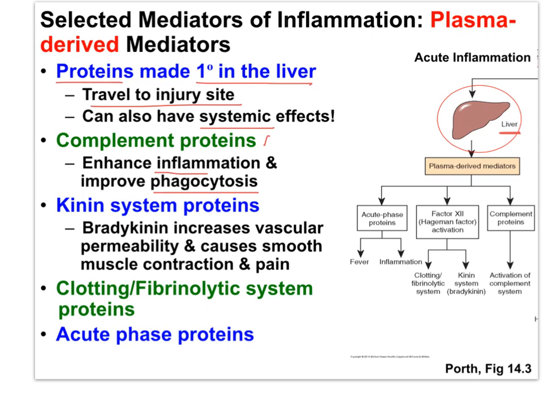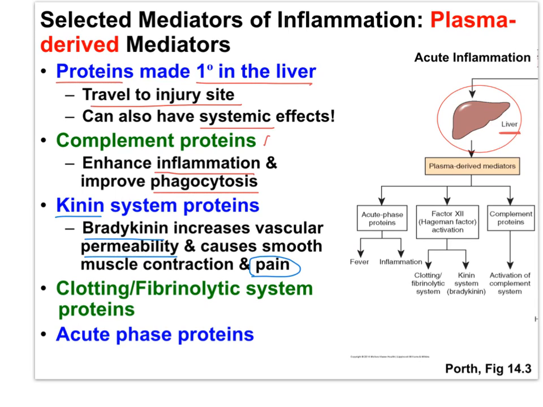They also enhance the inflammatory response. So the presence of complement gets me more inflammation. This is another non-specific response. Another molecule that's made by the liver, or group of molecules, fall into a family called the kinins. One that you should know by name is bradykinin. Bradykinin is increasing that vascular permeability and giving me more edema. It also causes smooth muscle contraction and pain. So the kinins are particularly responsible for pain.